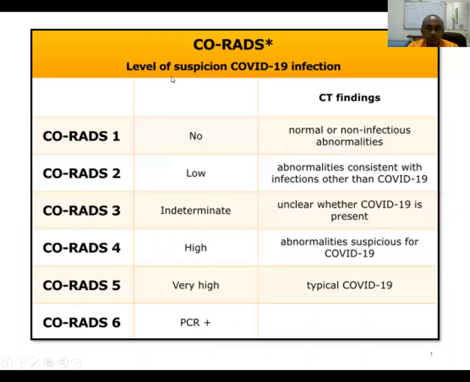If you see the CO-RADS, this is COVID-RADS. There are CO-RADS 1 to CO-RADS 6: mostly CO-RADS 1 is no suspicion, CO-RADS 2 low suspicion, CO-RADS 3 intermediate suspicion, CO-RADS 4 high suspicion, CO-RADS 5 very high suspicion, and CO-RADS 6 is PCR positive.